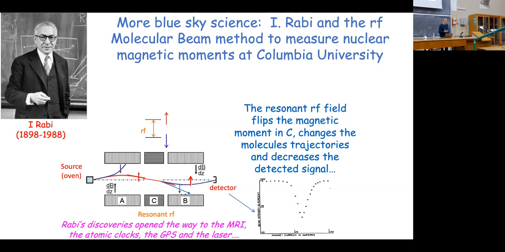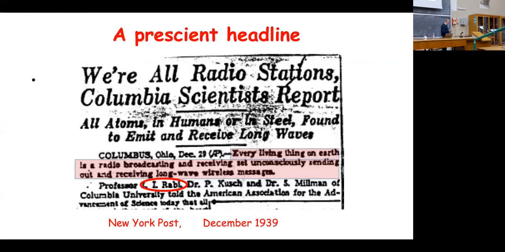In fact, Rabi was aware of the fact that it was important. He gave a talk in 1939, and there were journalists attending the talk, and these are the headlines which were published in the New York Post in December 1939. And you see this, it says, "We are all radio stations, Columbia scientists report, all atoms in humans or in steel found to emit and receive long waves."